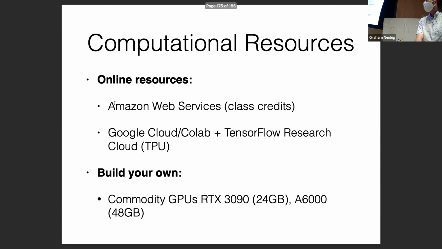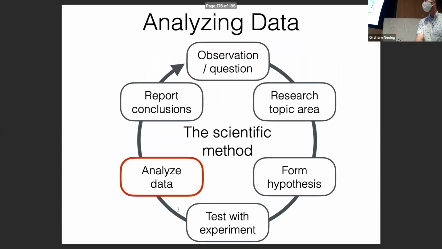You can also build your own. There are commodity GPUs like the RTX 3090 or the A6000. These will run you on the order of $2,000 to $4,000. So it's not cheap, but I've calculated, and they pay for themselves in about 70 days worth of usage on Amazon. So if you're going to be running constant experiments for more than 70 days, maybe it's not a bad idea.